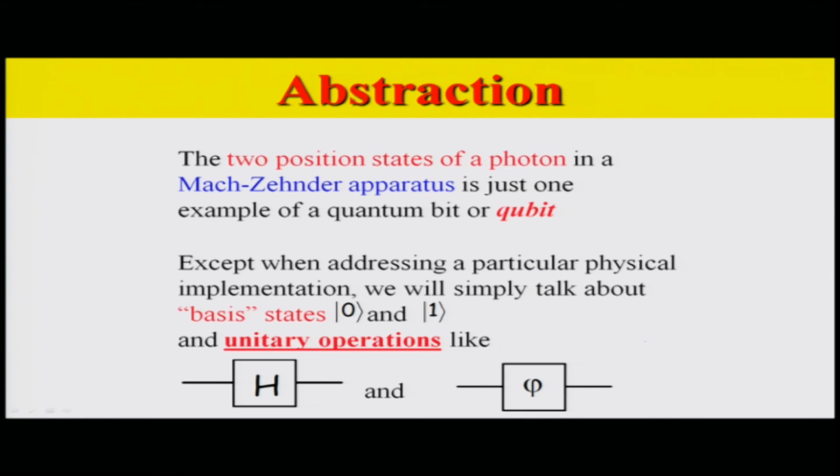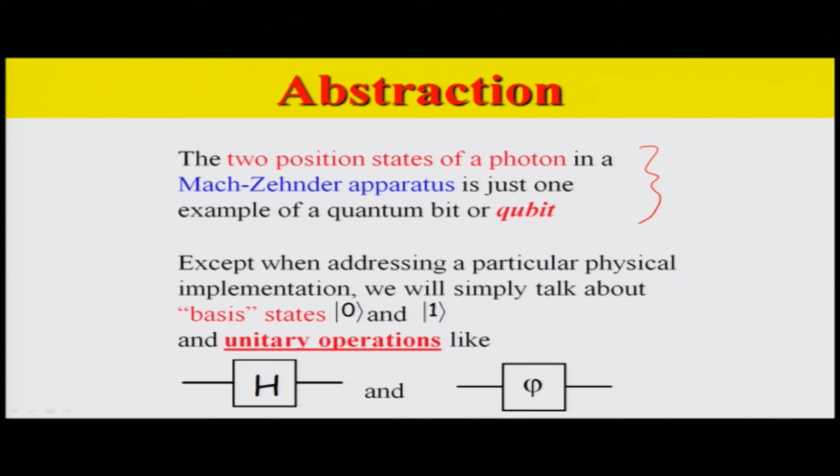The two position states of a photon in the Mach-Zehnder apparatus are just one example of a quantum bit or qubit. That is what we have just now proved to you as a result of all these discussions that we went through, where we used our beam splitter as one of the important elements to set up the Mach-Zehnder apparatus, and the position states of the photon were used as our quantum bit.